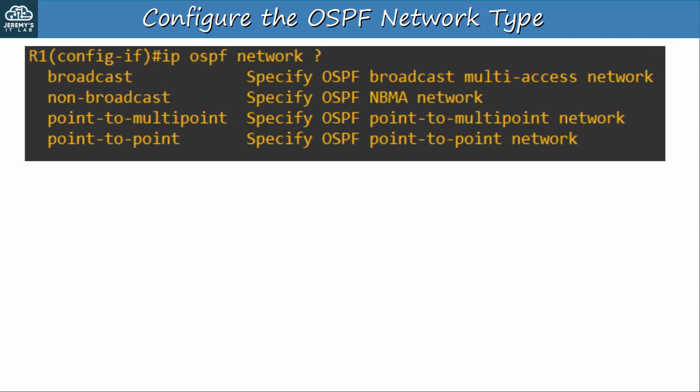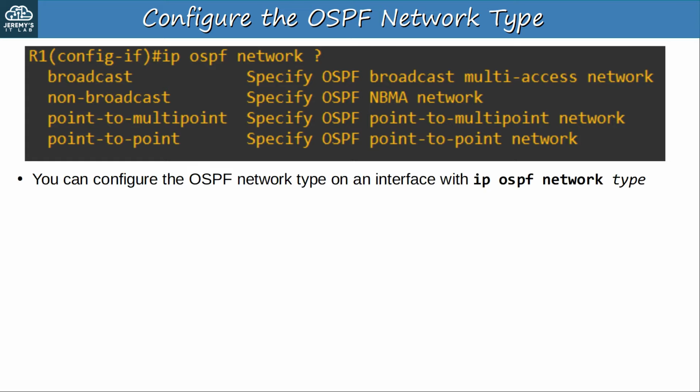Final point on this topic. You can manually configure the network type an interface uses. The command is IP OSPF Network, followed by the network type. You might notice one more type that I haven't mentioned. That is the point-to-multipoint network type. It's more of a subtype. You don't need to learn about it for the CCNA, but feel free to do a Google search if you're curious.